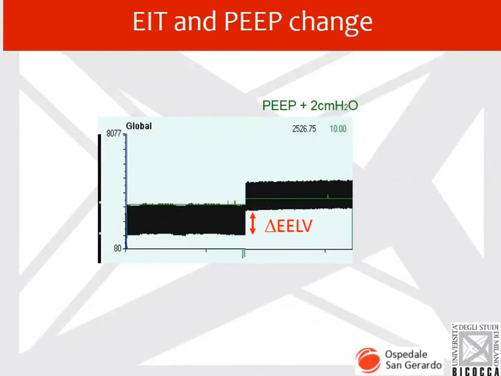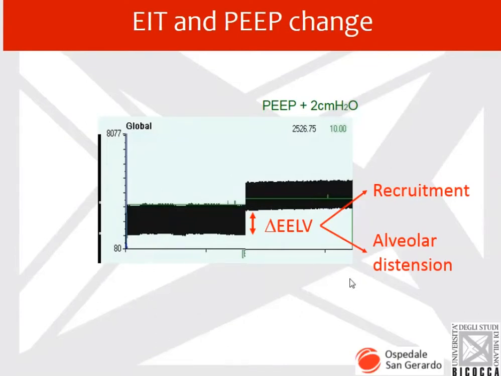Now, what's the problem with that? Is that always when you increase PEEP, your end expiratory lung volume will increase. Not necessarily because of recruitment, just because of distension of alveoli which are already open. So how can we dissect these two phenomena, alveolar distension and recruitment? And I don't want to make it too long. There are several approaches you can follow.